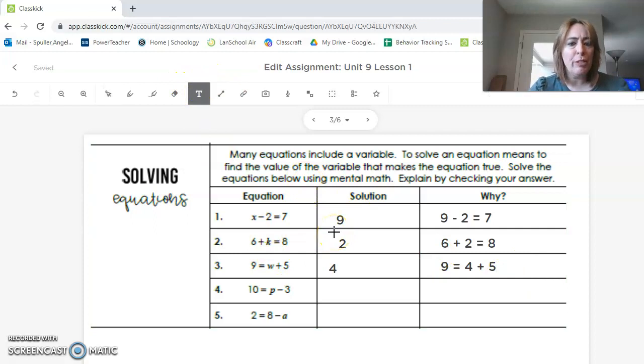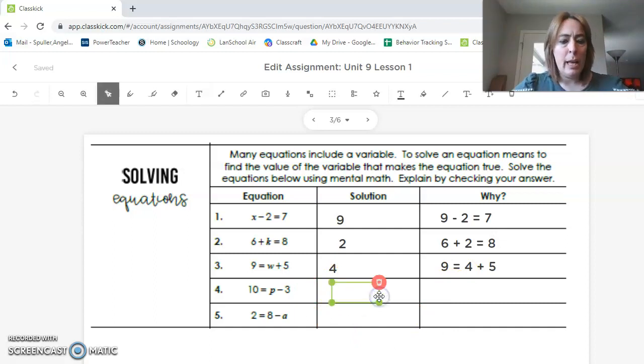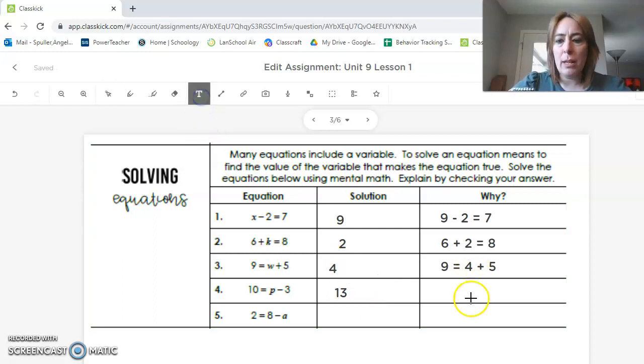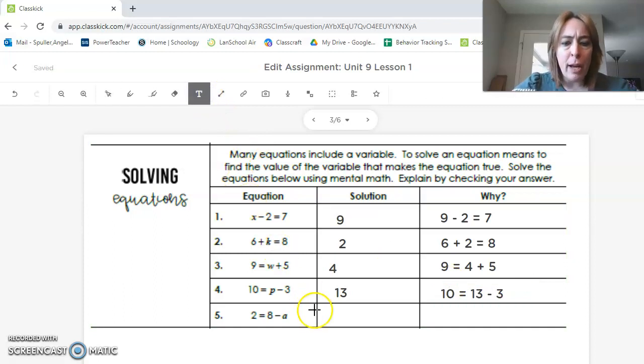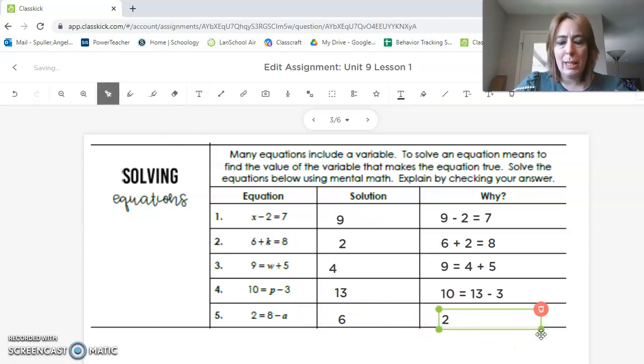Okay, go ahead and pause this video and try these last two yourself, and then come back and see if you got these answers correct. All right, so for this fourth one, you should have put your answer in as 13 because 10 equals 13 minus 3. And then for number 5, you should have said that the answer was 6 because 2 equals 8 minus 6.